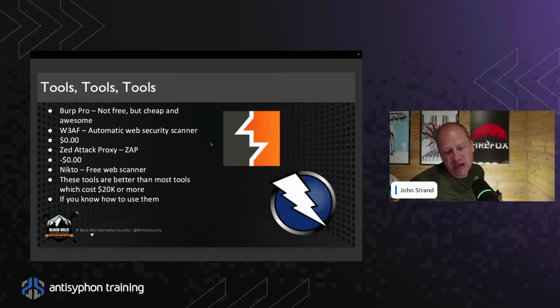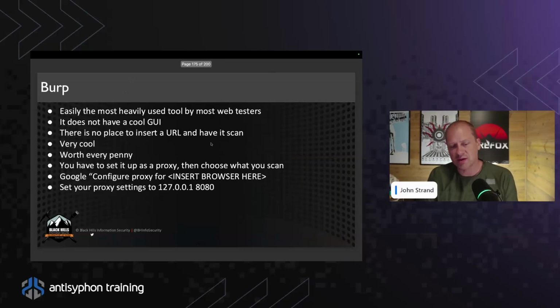Now, there's a lot of tools out there like Burp Pro. It's not free. I think it's about $500, so it's relatively inexpensive and it's awesome. ZAP, Z Attack Proxy, Nikto, a bunch of these tools are available. And if you know how to use these cost-effective tools, they're better than a lot of the tools that cost $20,000 or more. One of the main ones that you'll see again and again is Burp Suite Pro.